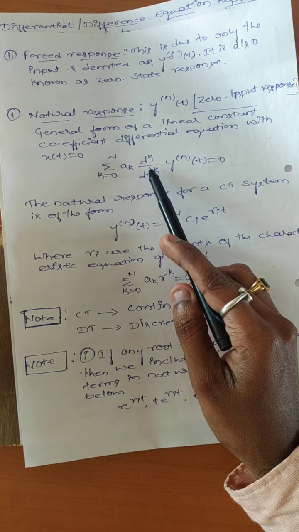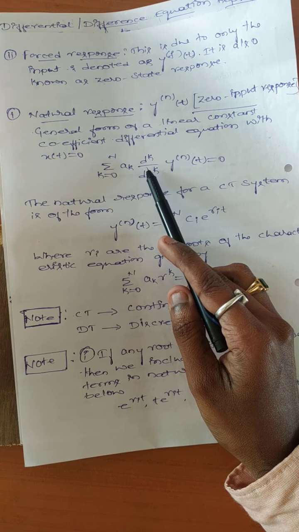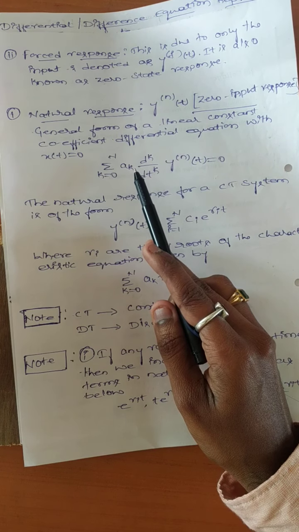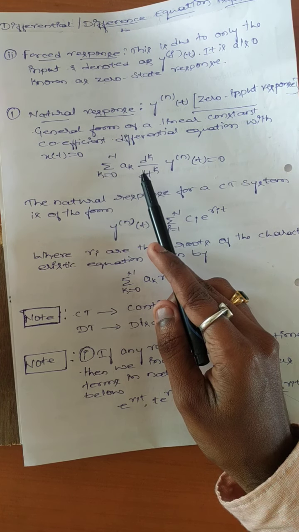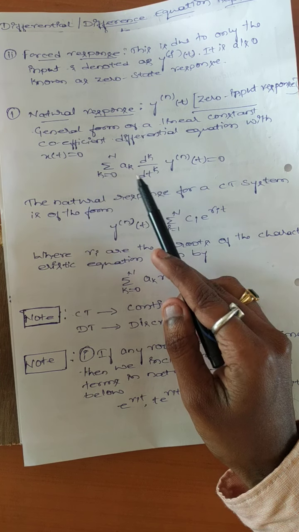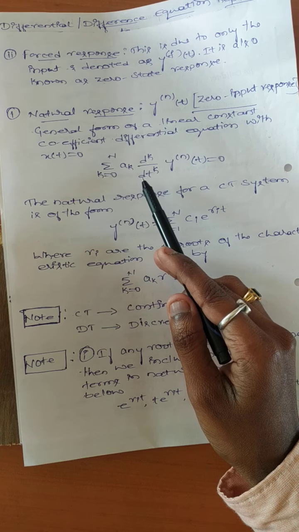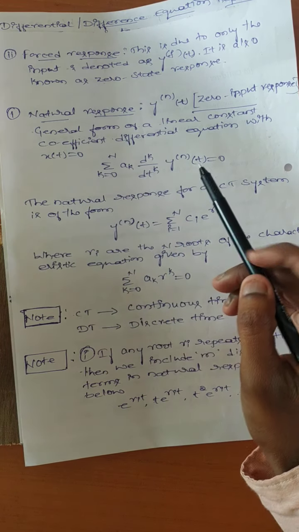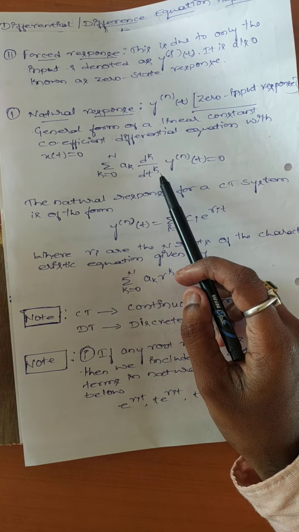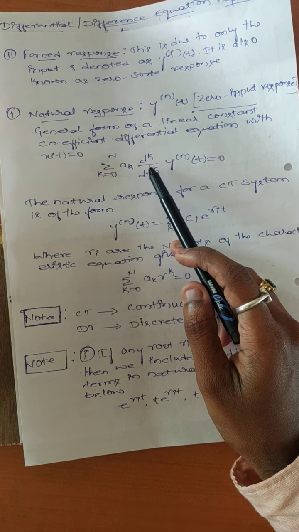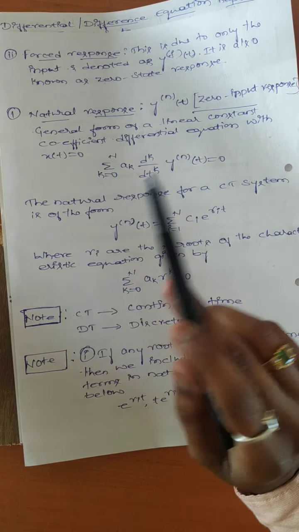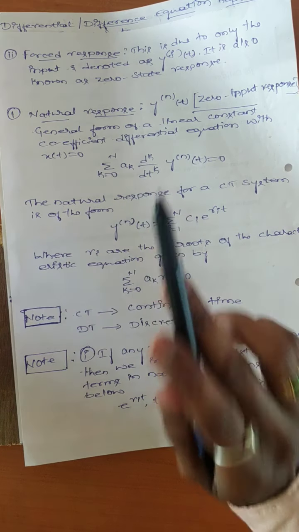Natural response relates to both continuous time systems and discrete time systems, but here it is a differential equation. If a differential equation is there, then the continuous time system comes into the picture. If difference equations are there, then discrete time samples come into the picture. In this case it is a continuous time system, that's why I have written it in k and t form, not in n form. Here it is a continuous time system.